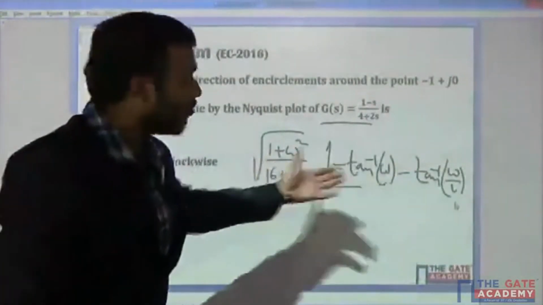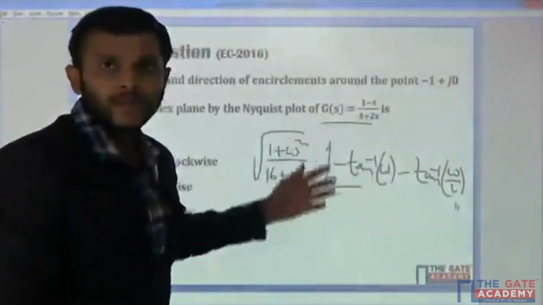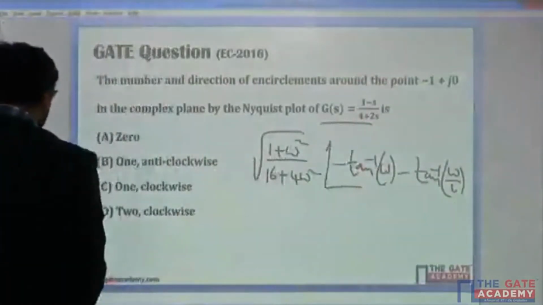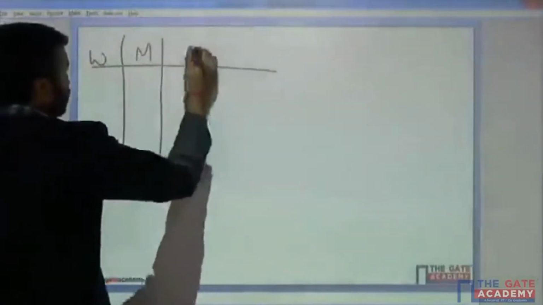I will make a table of different values of omega, and for different values of omega I will see the magnitude and phase, and I will locate the points in the UV plane. In the UV plane I will see the graph, how it comes. First let us take a table for omega, magnitude and phase.